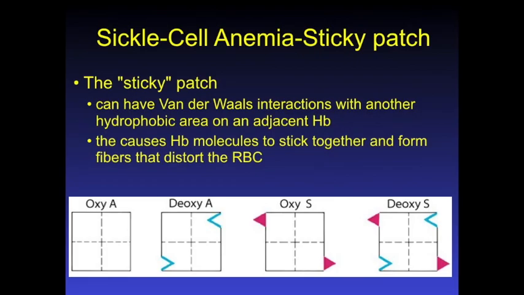Okay. All it is van der Waals forces. But if I've got those van der Waals forces that are perfectly aligned and they come together, they will stick and form a fiber inside that red blood cell and distort it. So, one change in one amino acid caused a disease, an anemic disease that has issues.